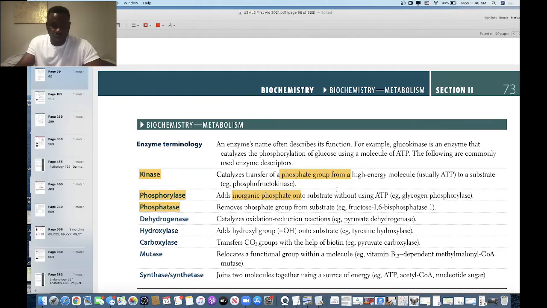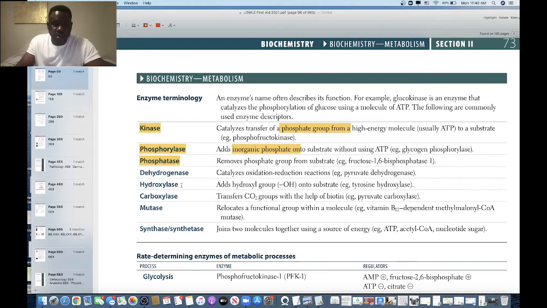Yeah. We'll see all those things. Now, we have dehydrogenase, we talk about that. They remove what? Hydrogen, dehydrogenase. Hydroxylase, they add OH here. Right, we have tyrosine hydroxylase, we'll see it. Hydroxylase is just adding OH, like a water molecule, right?